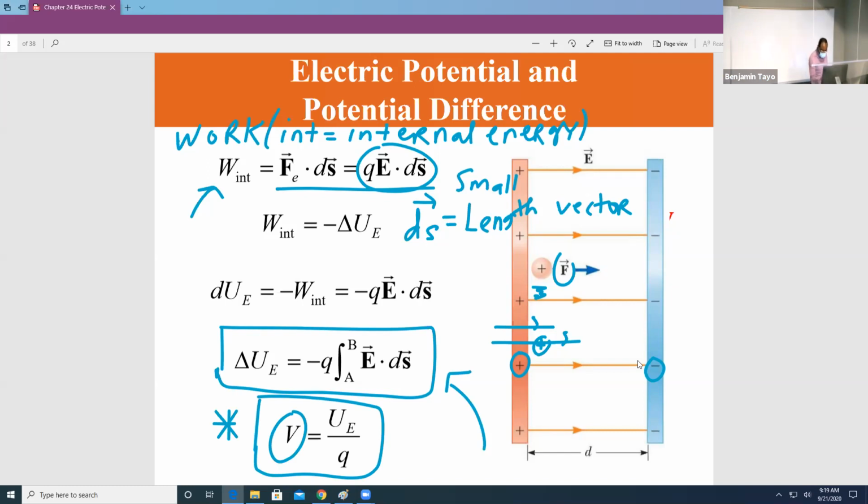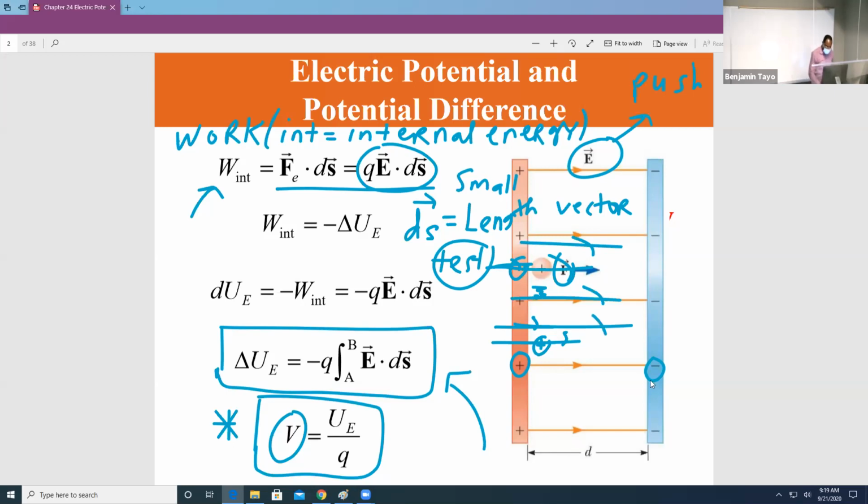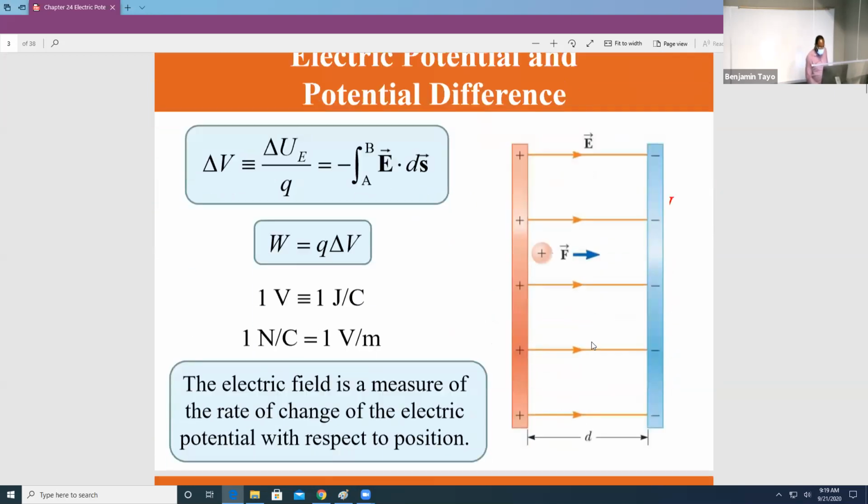But just think about an electric field pushing a particle, so push. The electric field is pushing this. This is my test charge right there. Place a test charge at rest, and the electric field is going to push it in that direction like this. Okay. So the change in electric potential between two points is given by this equation here. It's the integral of the electric field vector times the length vector. So ds is the length.